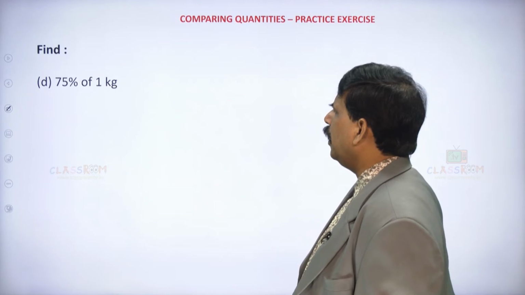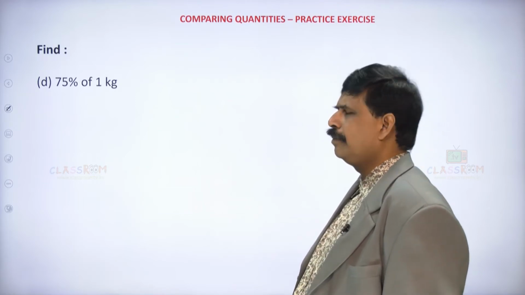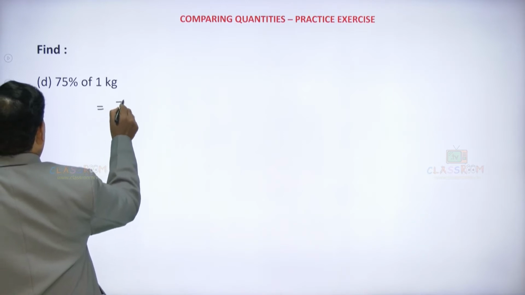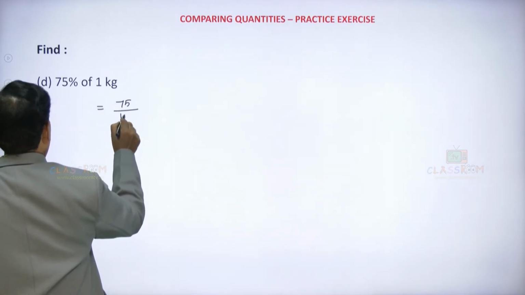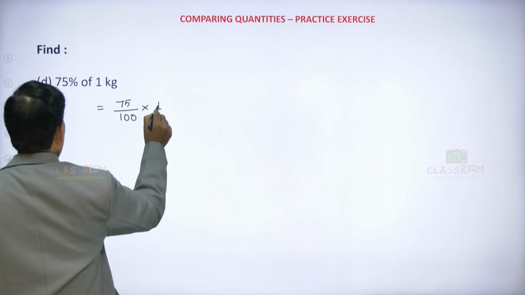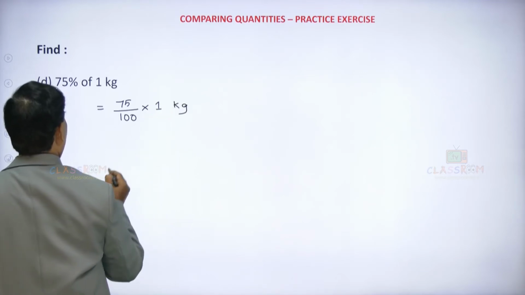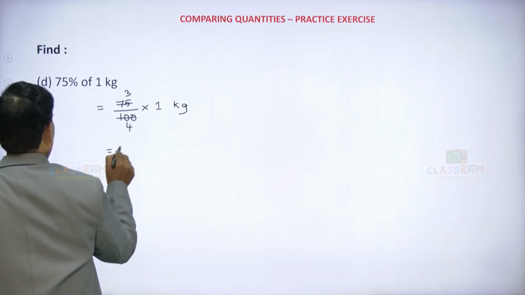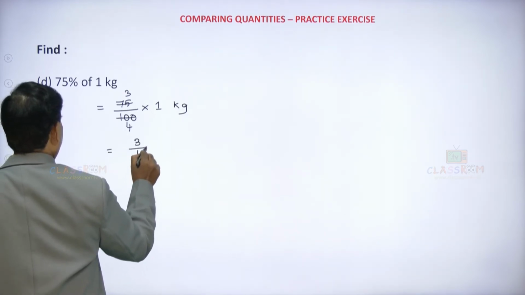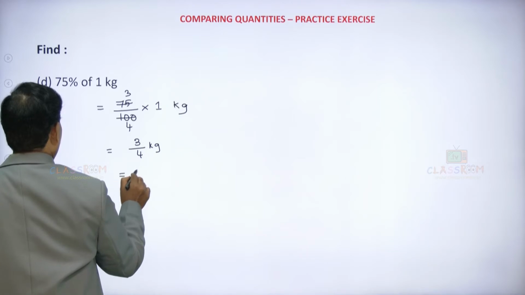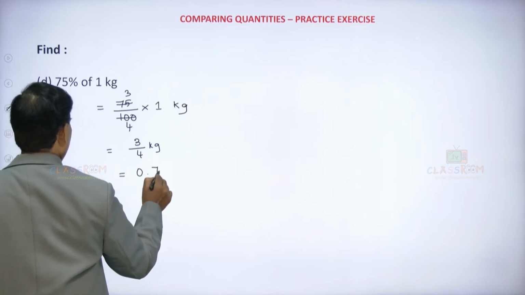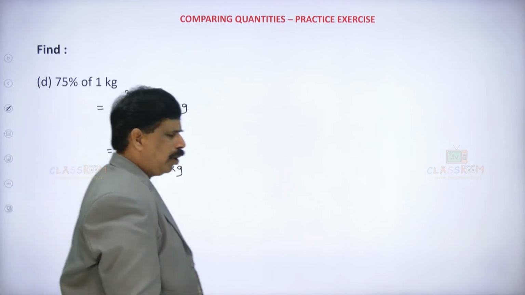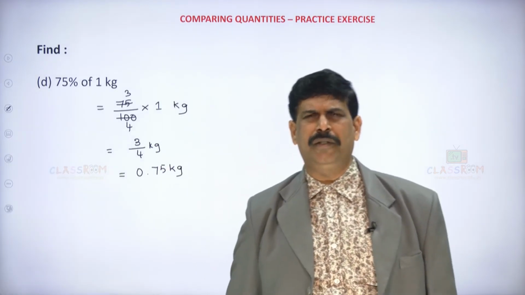Next. 75% of 1 kg. So 75% of 1 kg means it is 75 by 100 into 1 kg. 25 3s are 75, 25 4s are 100. So it is 3 by 4th kg. Or you can write 4 7s are 28, 4 5s are 20. So 0.75 kg. That is 3/4 of a kg.